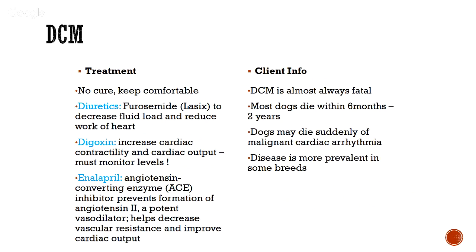Digoxin is, we call it a cardiac inotrope or a positive inotrope. It helps to contract the muscle better. So it increases cardiac contractility and increases cardiac output. It's able to push that fluid out of the heart better. We do have to monitor the levels of digoxin when we have an animal on digoxin because it's got a very narrow margin of safety, meaning that if you give just a little bit too much, it actually will stop the heart, exactly what we don't want to happen.